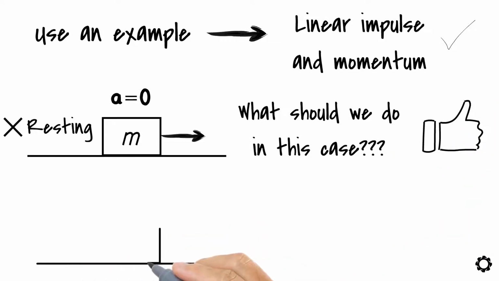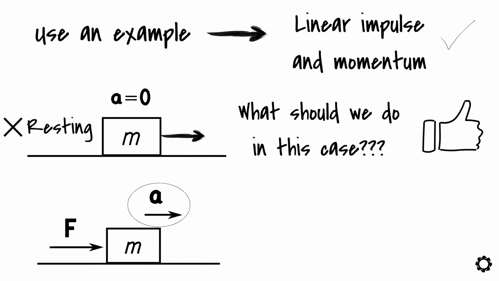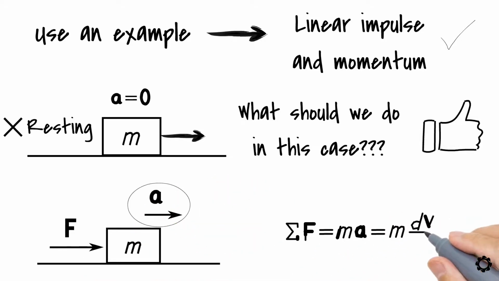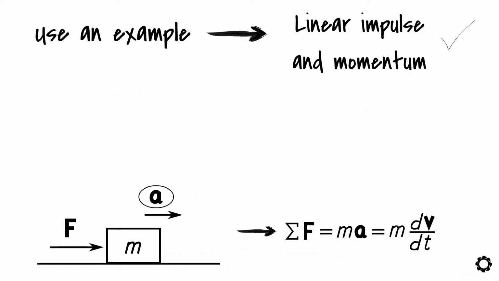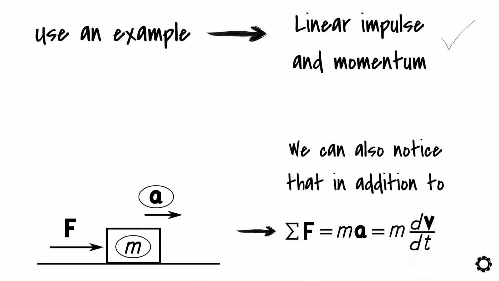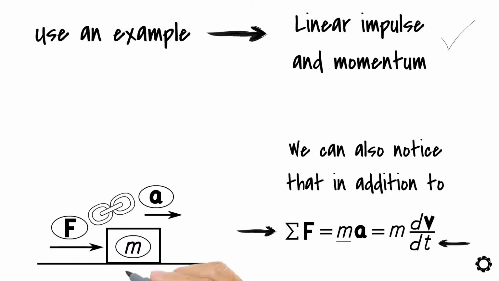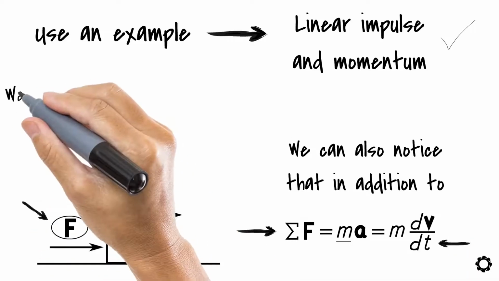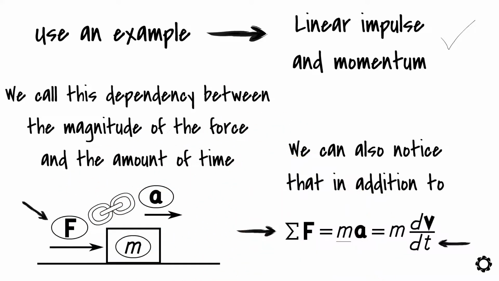We should introduce a force to the box which compels it to accelerate, and thus to move, like it's also dictated in Newton's second law. From this law, we can notice that the acceleration which the box will experience is related to its mass m. On the other hand, we can also notice that in addition to the dependency of inertia, the gained acceleration will be dependent on the force and also the amount of time at which the force is applied. We call this dependency between the magnitude of the force and the amount of time an impulse.